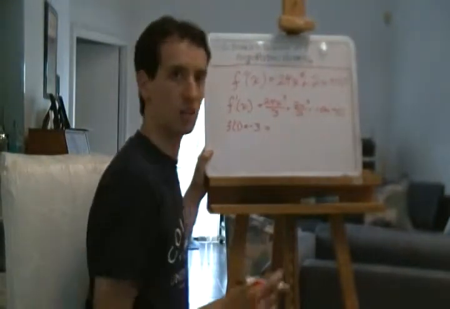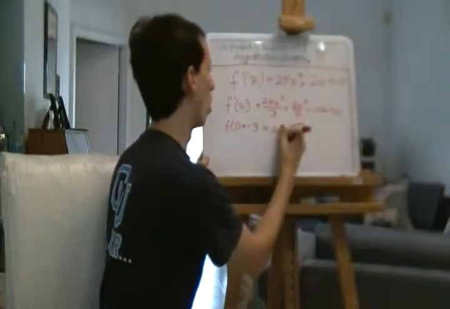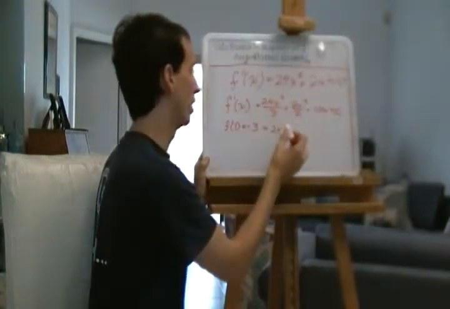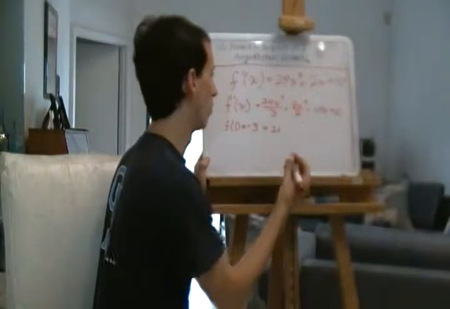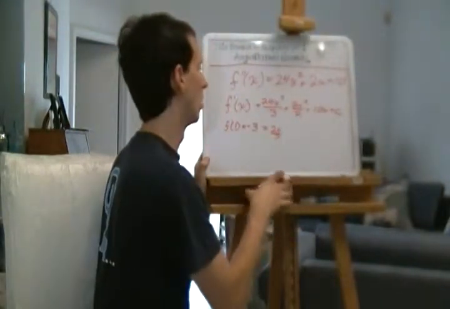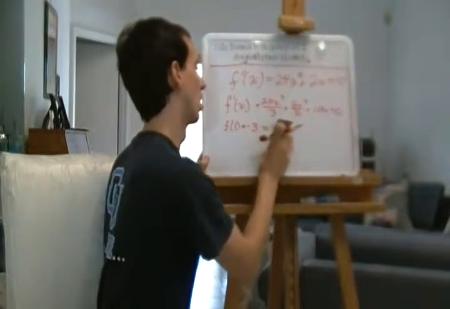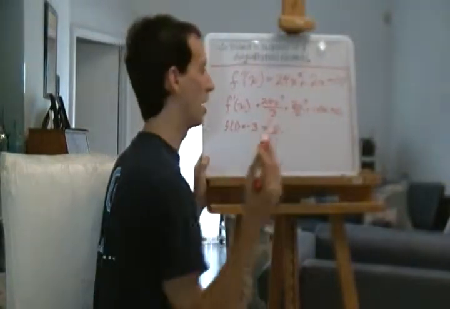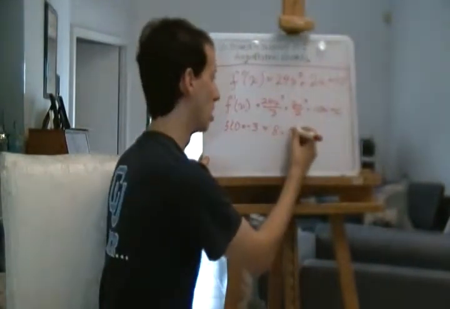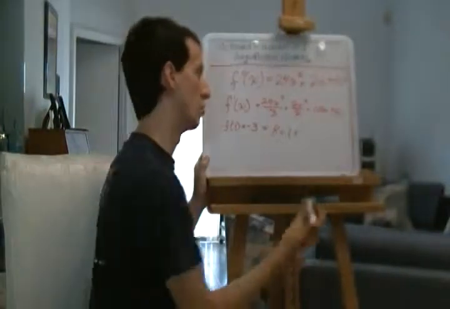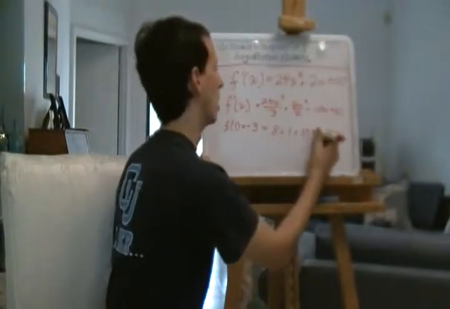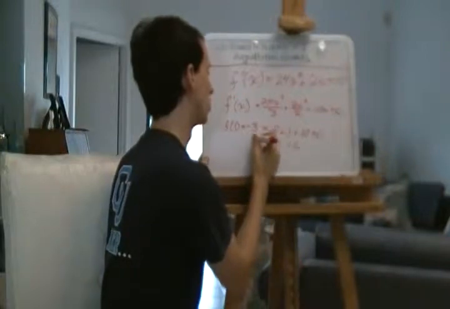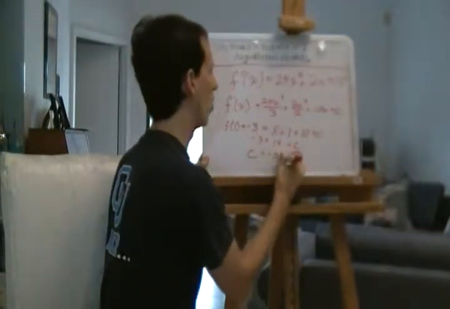So negative 3 is going to equal, just plugging 1 into the derivative, 24x cubed over 3, which is 24 over 3, which is going to be 8, plus 2x to the 1 is 1, so 2 over 2 is 1, plus 10 times 1 is 10, plus c. So we have 19 plus c equals negative 3, or c equals negative 22.